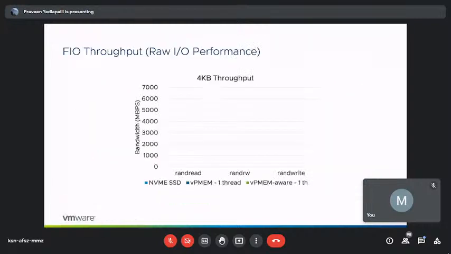FIO is a small benchmark that you can configure to run different modes like random read, random write, random read-write combination. Here I'm doing 3 different tests and comparing 4 KB throughput, which is like bandwidth. How much bandwidth can I get from this device? So with an SSD, I'm able to get around 1 Gbps bandwidth.